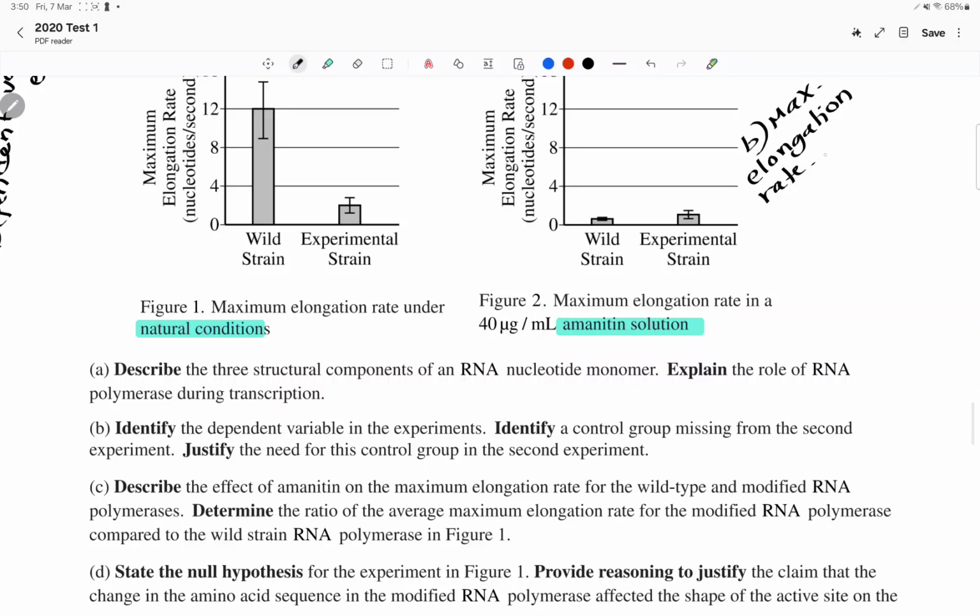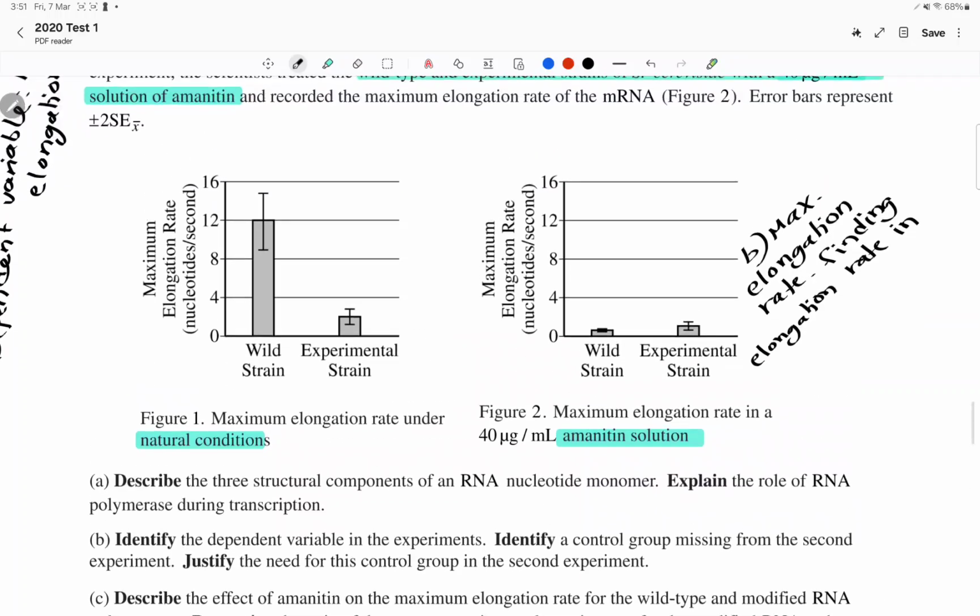So basically, finding the elongation rate. Isn't it the one right beside it though? It is, but they said second experiment. Okay, so why? I don't get it.